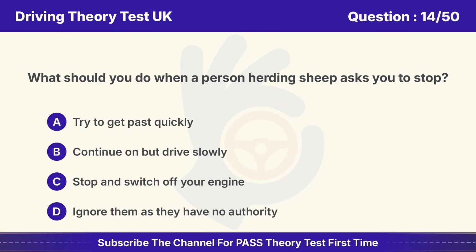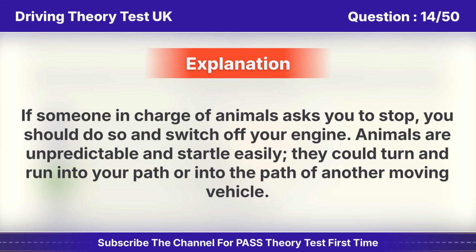Question 14. What should you do when a person herding sheep asks you to stop? Answer is C. Stop and switch off your engine. If someone in charge of animals asks you to stop, you should do so and switch off your engine. Animals are unpredictable and startle easily. They could turn and run into your path or into the path of another moving vehicle.